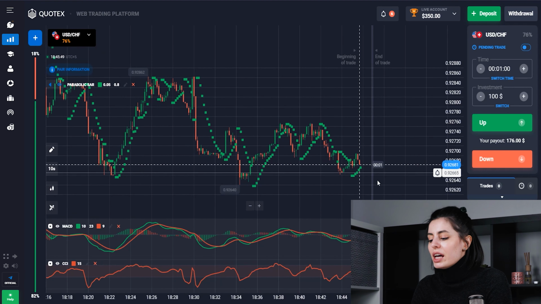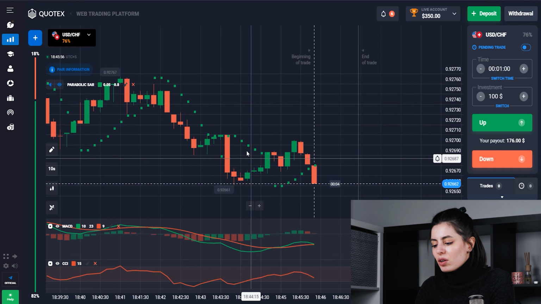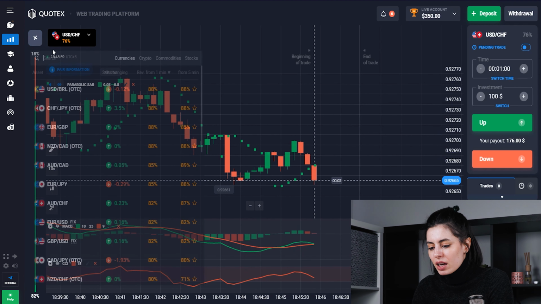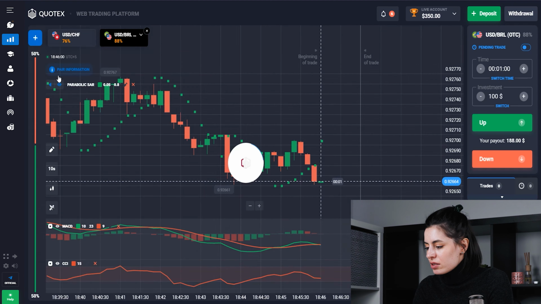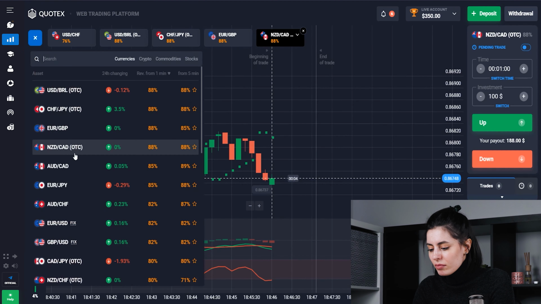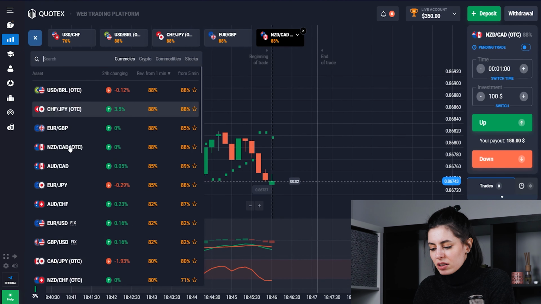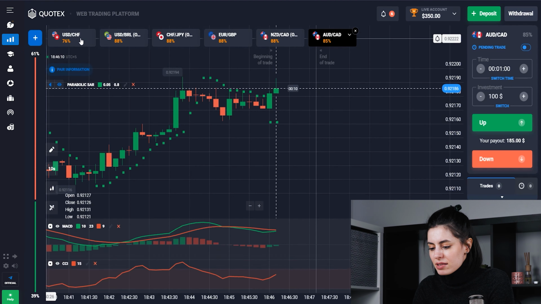Here's the parabolic SAR and the dots of it. I don't like it much, just because there are no situations where I can trust it solo, or where we can actually read only that indicator. And for me, that means it's not the indicator that I'm gonna be loving.